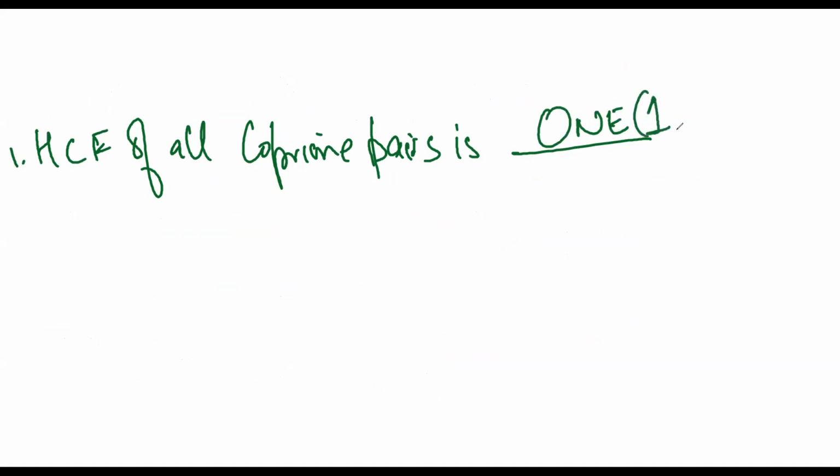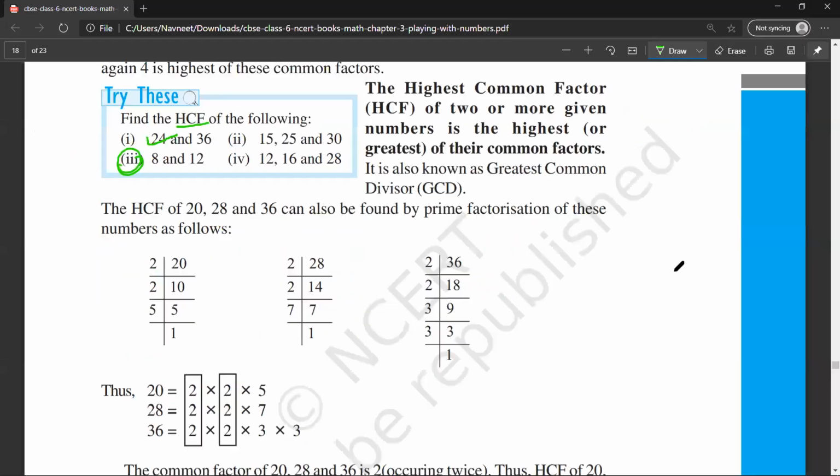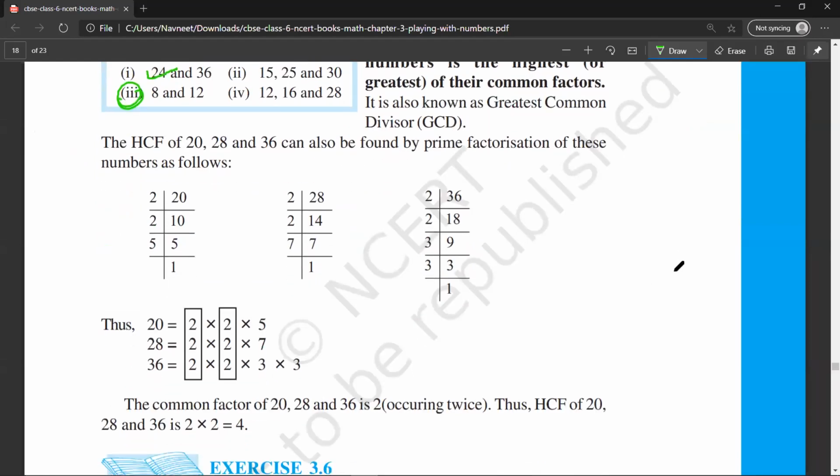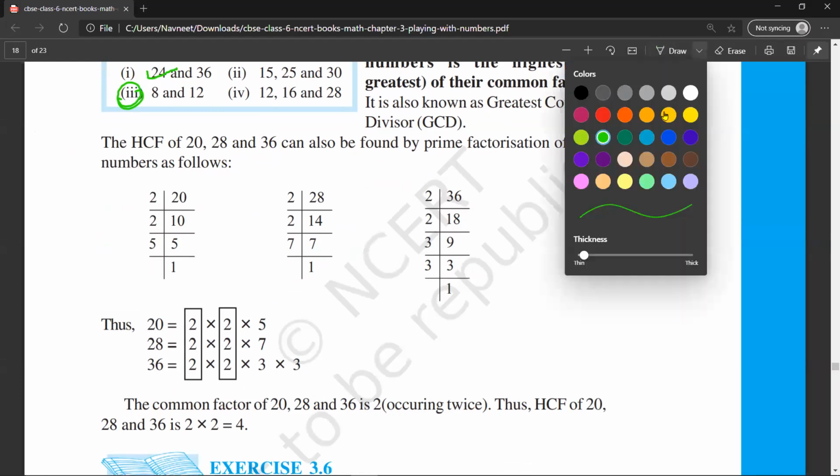Have you understood this? Yes, sir. Any confusion regarding HCF? No, sir. Okay. So, try to see what this book is saying. It is saying that if I have to find the HCF of 3 numbers, for example, 20, 28, and 36.